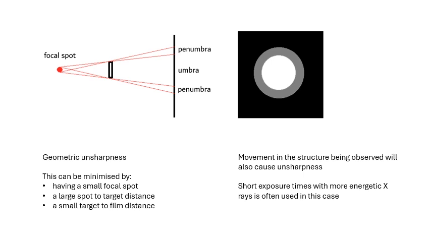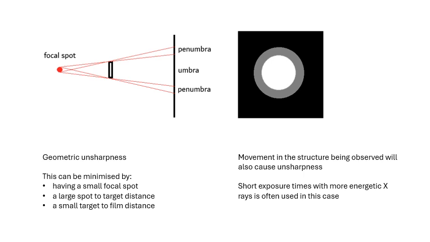Geometric considerations. If you look at this, you've got your focal spot, you've got the object that you're looking at. Let's imagine that's just a circle. And then on the screen, we're going to get an umbra, which is the shadow. And then we're going to get this penumbra around the outside. And that will look like a fuzzy edge. So the image won't be very in focus. You'll have this fuzzy edge around the image, which is this unsharpness caused by geometric considerations, geometric unsharpness.